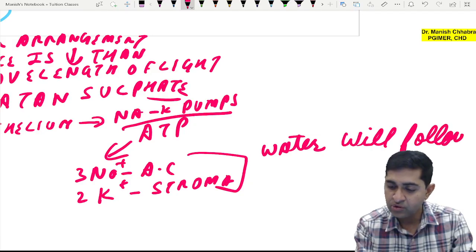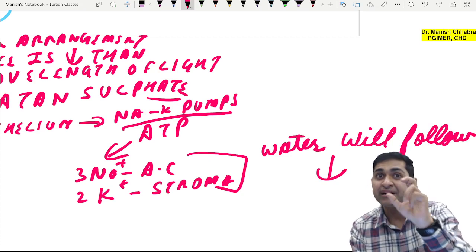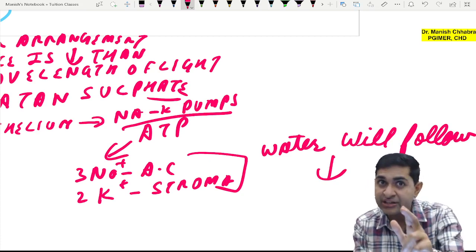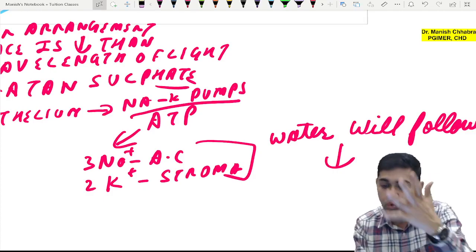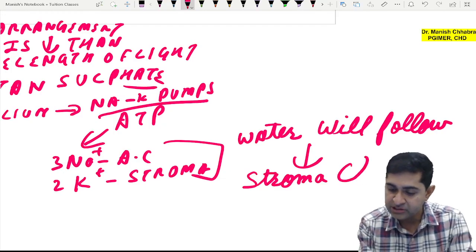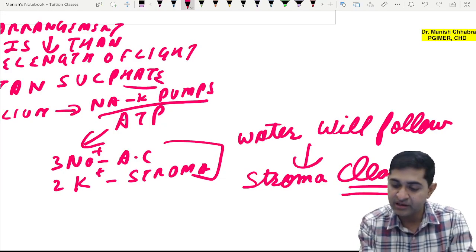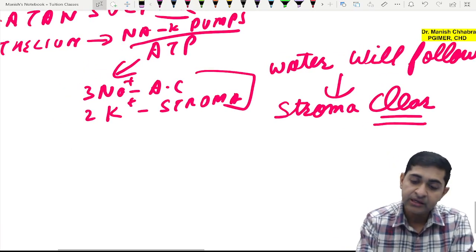Water will follow, and hence the stroma will remain dehydrated. Dehydrated stroma is better. If it becomes edematous, it will lose its transparency. So stroma remains clear. Okay.